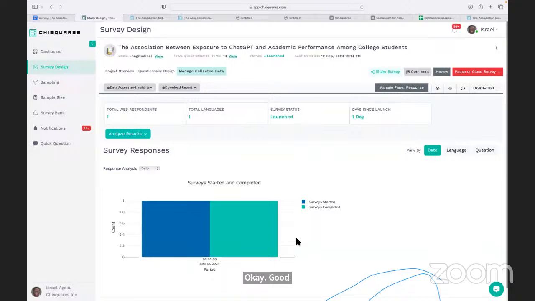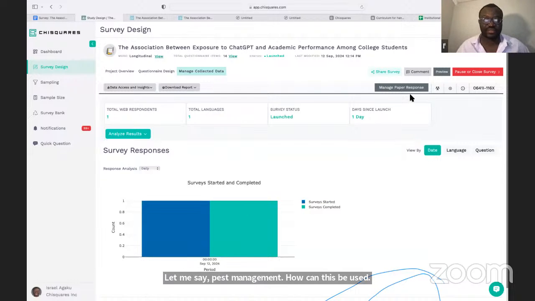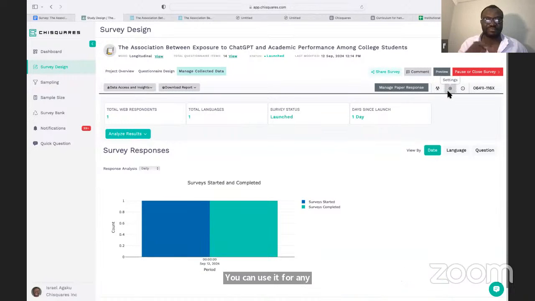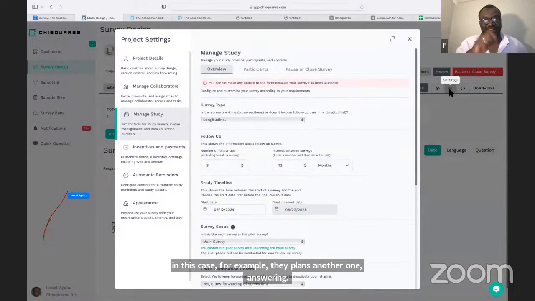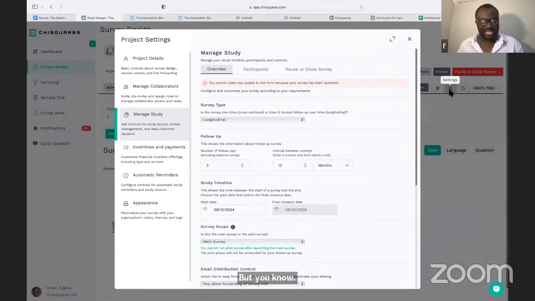Looking at the way you have done this, can this be applied to plants? For example, I want to check insect plants interaction, or let me say insect pest management. How can this be used? That's a great question. So yes, you can use it for any data collection, but in this case, for example, the plants are not the one answering, but you are the one collecting data on the same plants longitudinally, right?